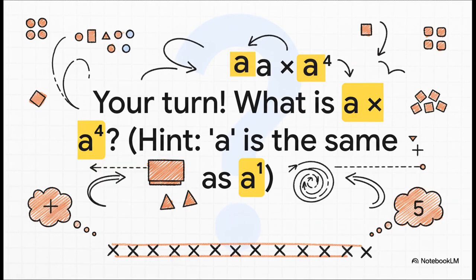Okay, it's your turn to try one. What is a times a to the power of 4? Now, I'll give you a little hint. Whenever you see a letter or a number all by itself, it secretly has an exponent of 1. We just don't usually write it. So a is really a to the power of 1. Go ahead and think about it for a second.